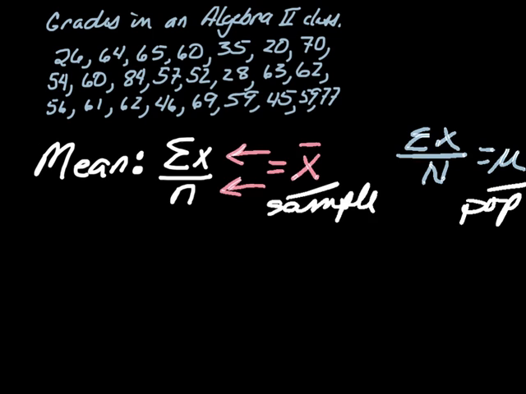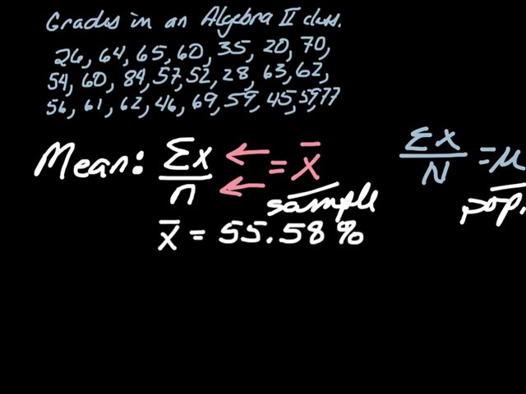So why don't you go ahead and add those up and tell me what the mean is. And as you can see, I got an average score of 55.58%. Is that what you got? Since these represent percentages in an algebra class. So if you didn't, check your calculations.